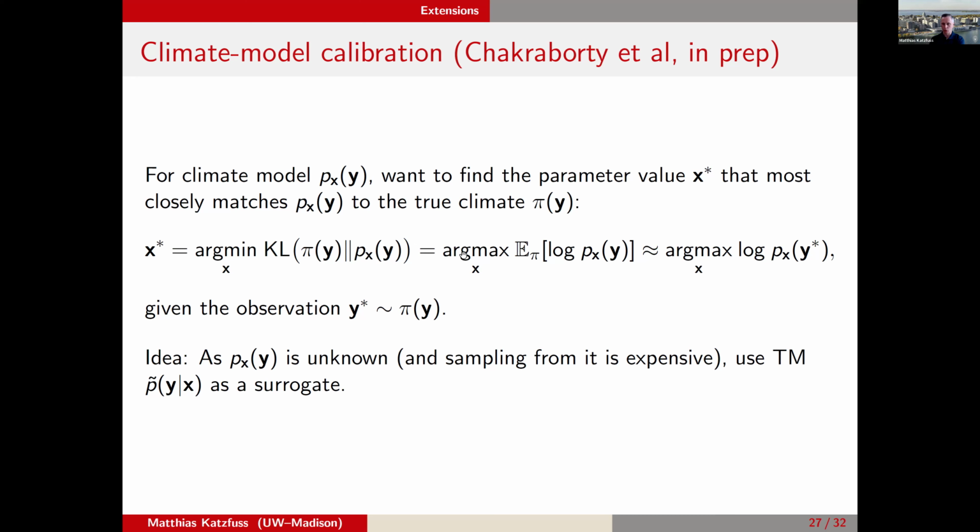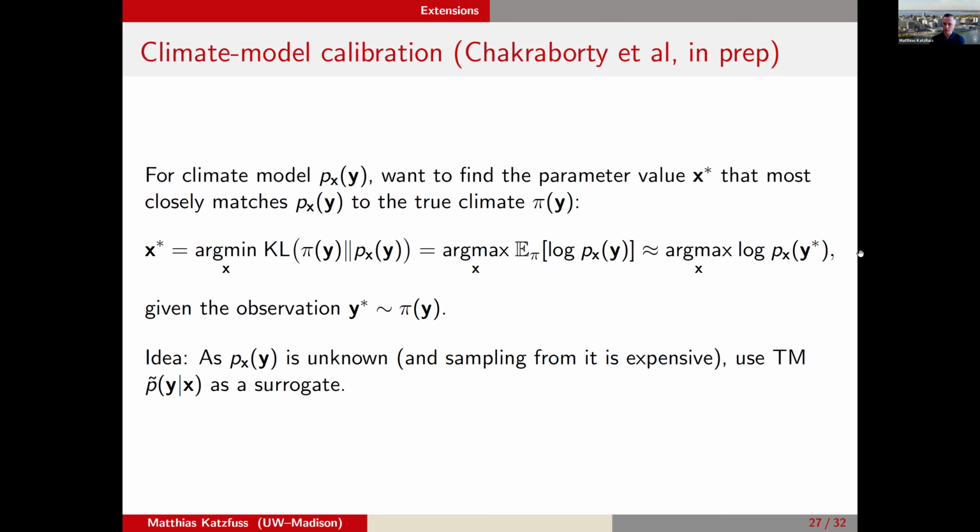This minimization problem is equivalent to this maximization problem here, where we have an expectation with respect to pi. Now, of course, we don't know what pi is. There is some true climate out there, but we don't know what that is. So all we can essentially do at that point is replace this expectation with this observed vector y star that we've actually observed from the true climate. So we have one true observation of the climate, the actual weather trajectory based on historical data up to now. And so we just make that replacement and approximate that expectation in this way.